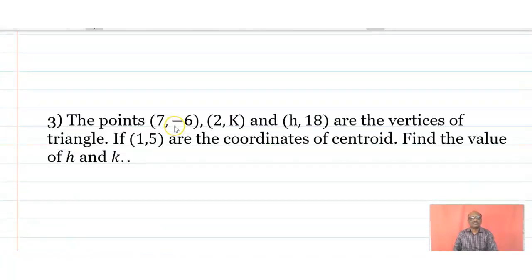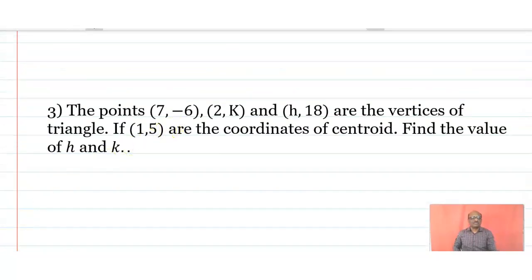Now the next problem. The points 7, minus 6, 2, k, h, 18 are the vertices of a triangle. If 1, 7 are the coordinates of centroid, find the value of hk.